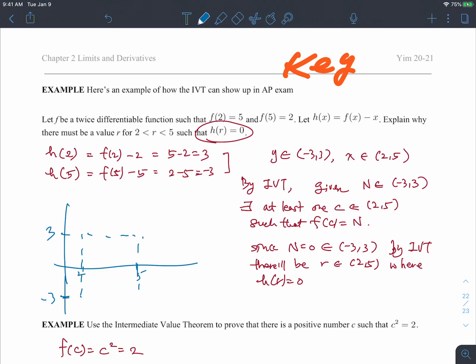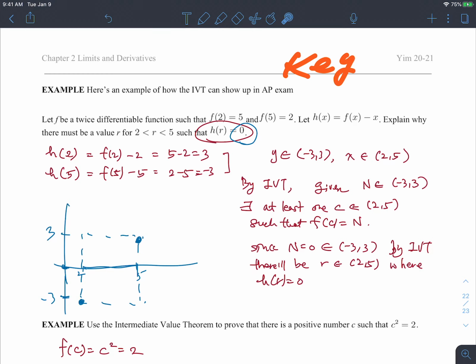All the IVT says is that it starts from here to here. And what value are we interested in? 0, here. At some point, it says it will pass, whether it's going to be like this or whatever. It has to go through that somewhere between 2 and 5. Is that true? Of course it is true.